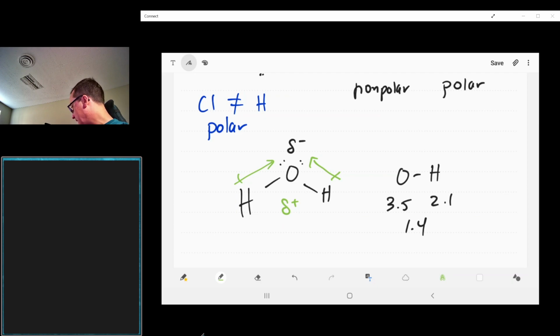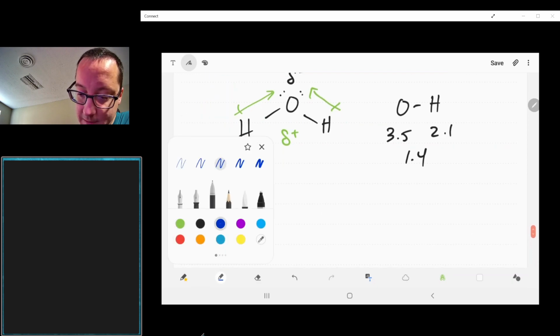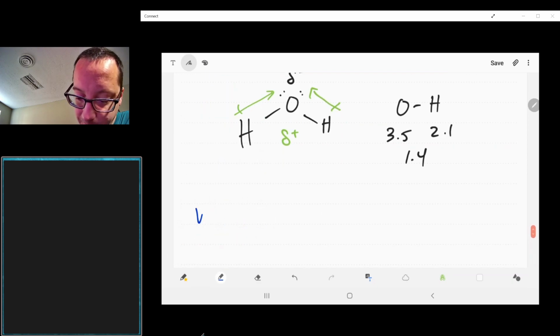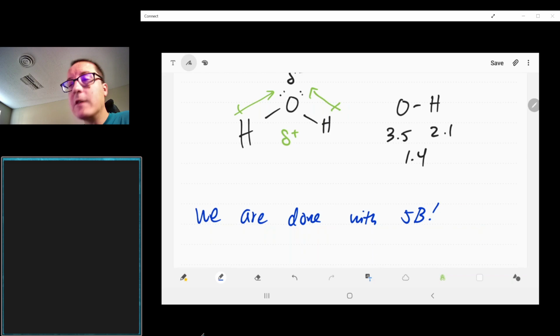So typically that's the case. Oh, but we're going to see that sometimes your central atom will be the more electronegative one. So that being said, we are done. So we're done with chapter 5b.